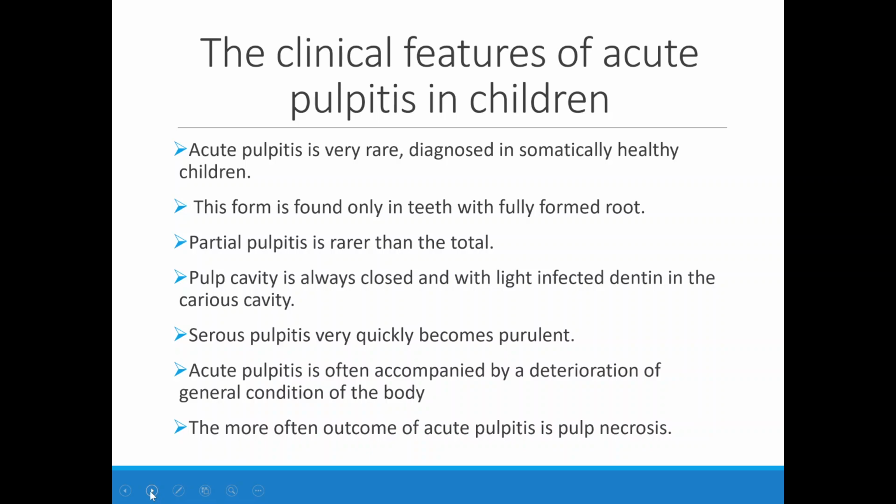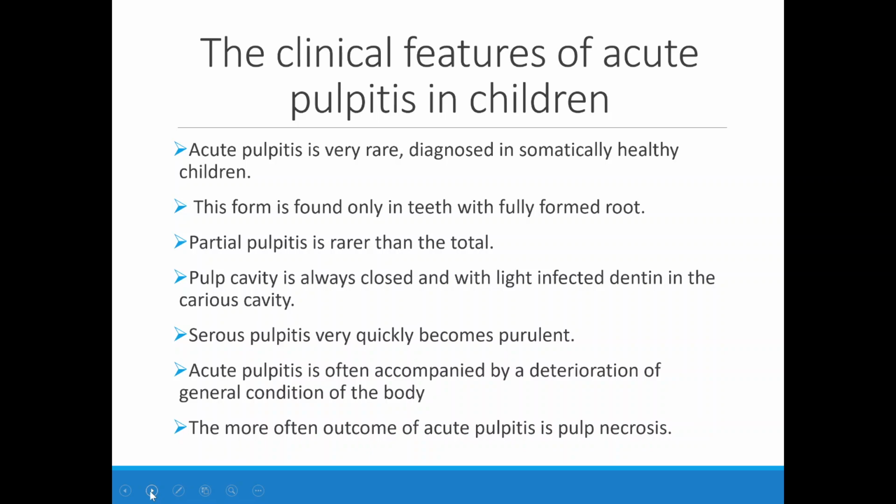Partial pulpitis is rarer than total because it's acute pulpitis. It spreads very, very fast from the coronal part to the root part of the pulp. The pulp cavity is always closed, with mildly infected dentin in the carious cavity. Serous pulpitis very quickly becomes purulent. Sometimes it takes 12-24 hours. And from serous, pulpitis becomes purulent.